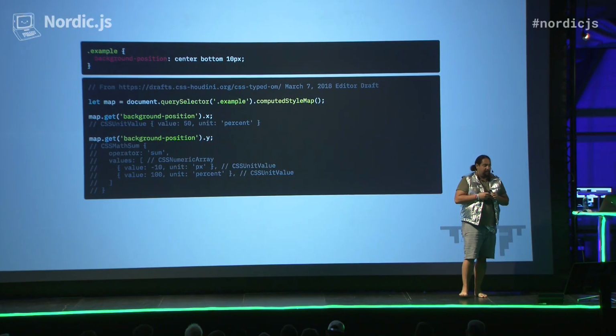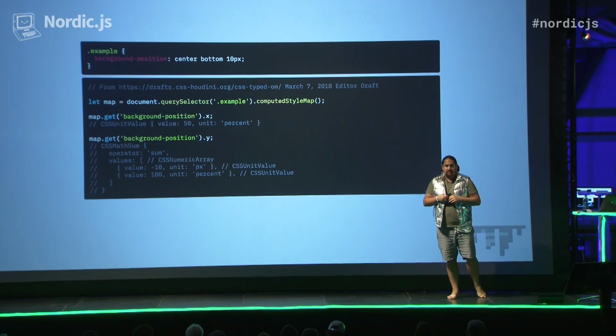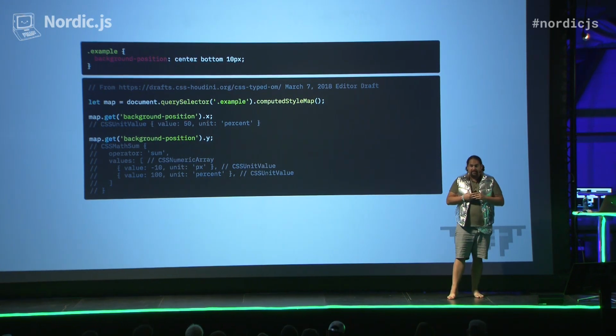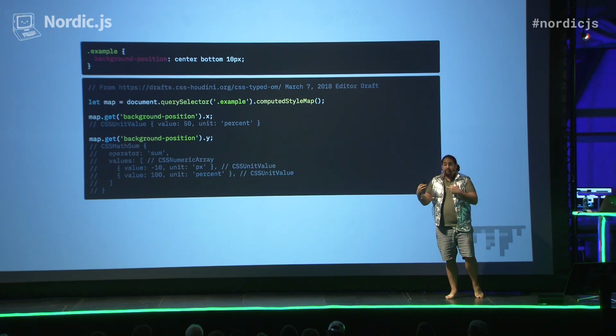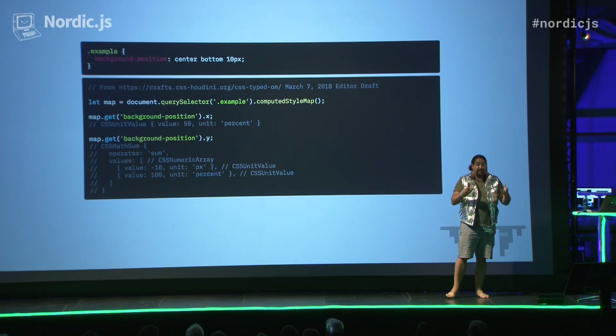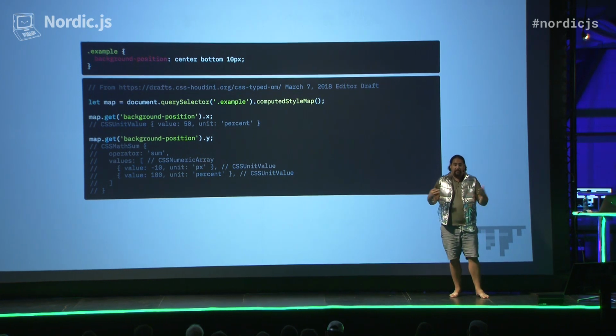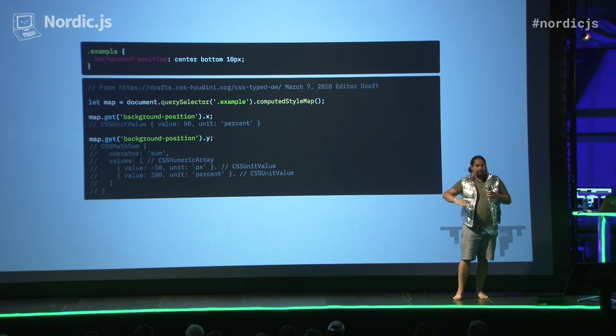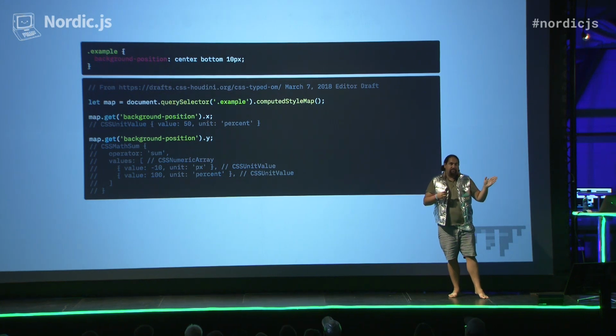As an example, if we've got a background position that's center, bottom 10 pixels, and we grab its typed OM, which is its computed style map, then we can get the background position's X value. That is an object with a value of 50 and a unit of percentage, because we are centering it at 50%. The Y position is a CSS math sum that has an operator of sum, adding together an array of values: -10 with a unit of pixels, that's the 10 pixels up from the bottom, and 100 with a unit of percentage, which is that bottom bit all the way to the bottom. So we can actually start to performantly manipulate these things.